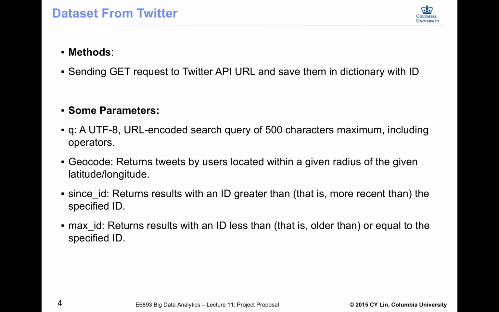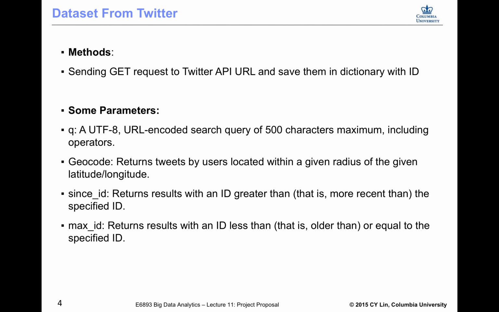First, we need to collect datasets from tweets. The method is just sending a GET request over HTTP to the Twitter API URL and saving the results in a dictionary with their ID, so we can distinguish them just by ID. Some parameters are very important. First is q, a URL-encoded search query, so we can find tweets related to our search keywords. The geocode parameter is used to return tweets by users located within a given radius of the given latitude and longitude.